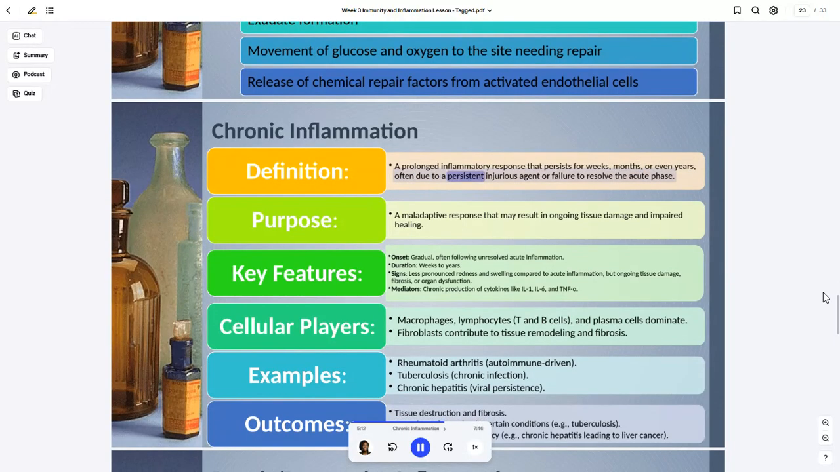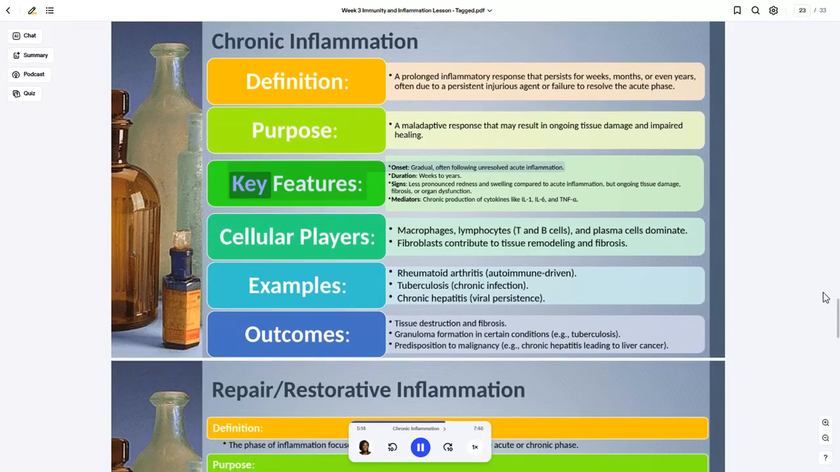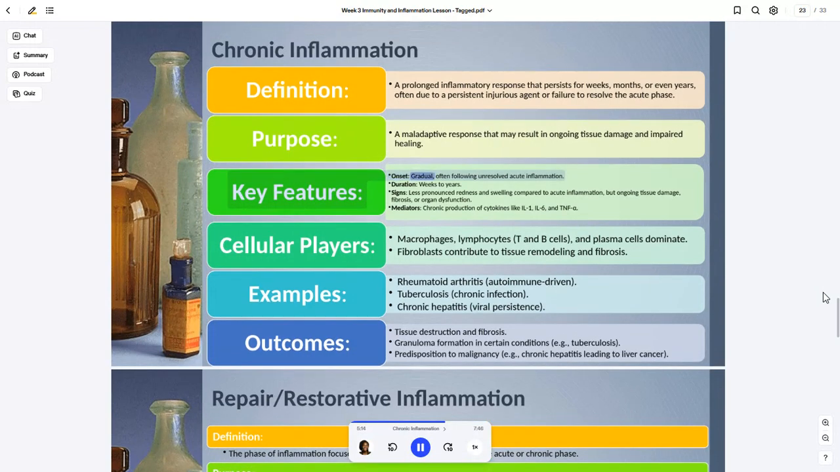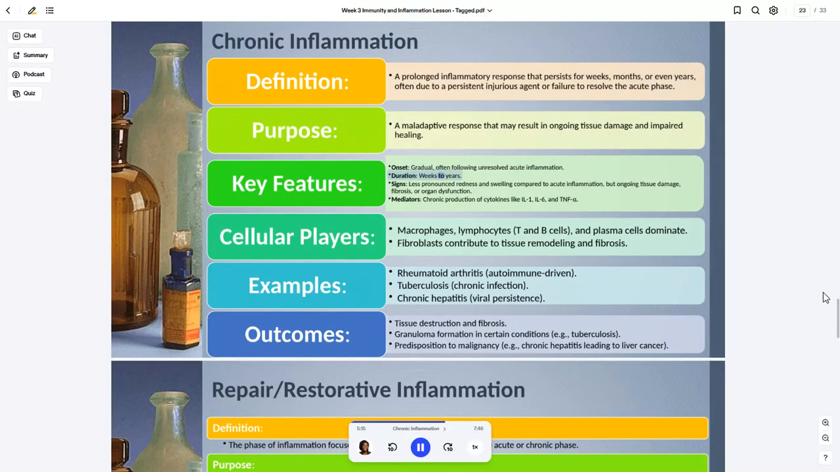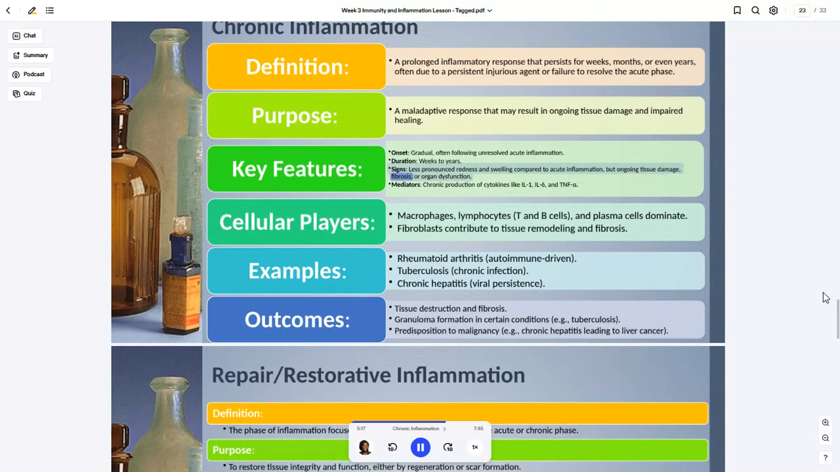Chronic inflammation. Definition: a prolonged inflammatory response that persists for weeks, months, or even years, often due to a persistent injurious agent or failure to resolve the acute phase. Purpose: a maladaptive response that may result in ongoing tissue damage and impaired healing. Key features: onset gradual, often following unresolved acute inflammation. Duration: weeks to years.